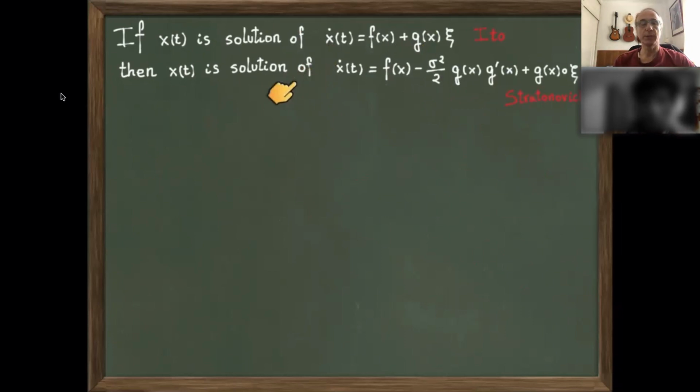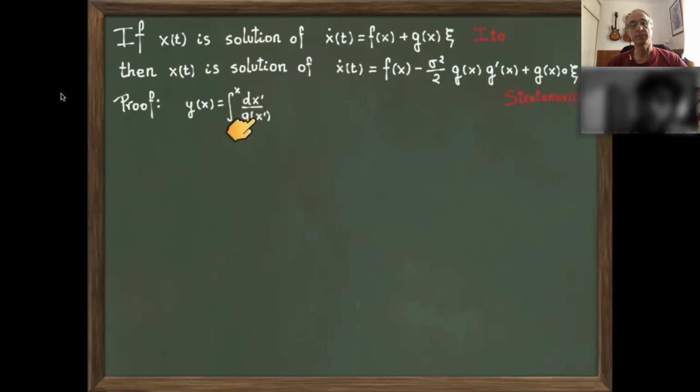So let me prove this because the proof is interesting. The idea is the following. The idea is to go from this equation. We start with this equation interpreted as Ito, and we change variable in such a way that the equation for the new variable has an additive noise. So the appropriate change is this one. It's the antiderivative of 1 over G.